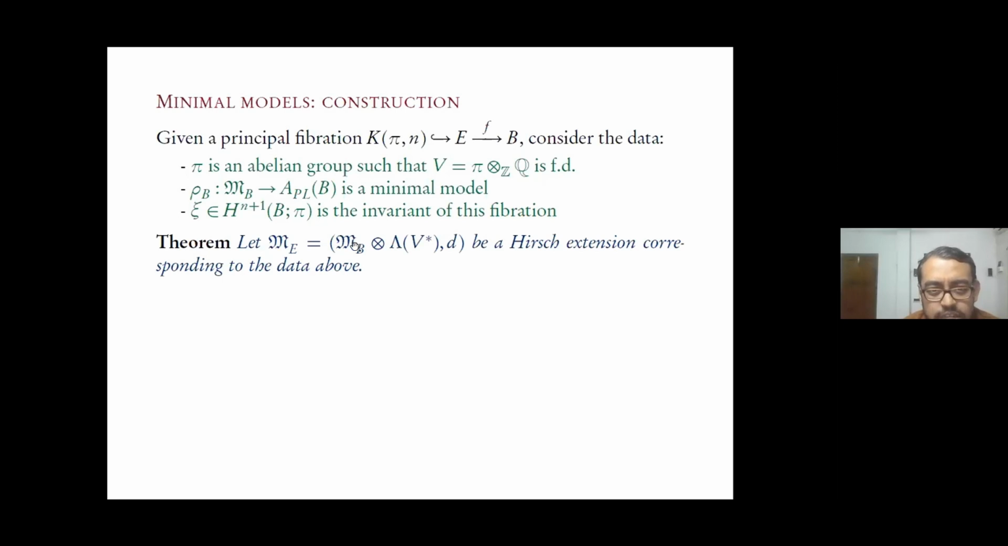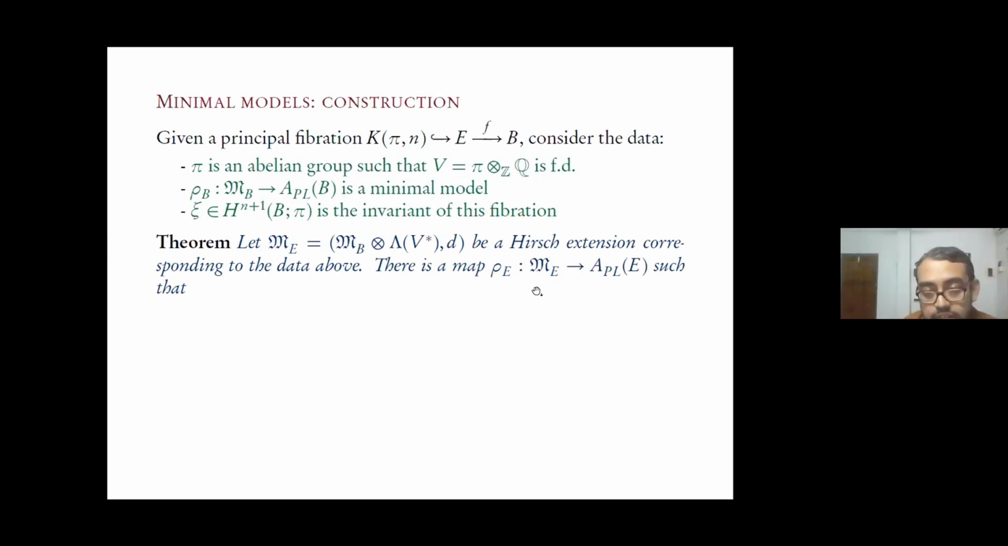So it's going to be the minimal model of B, tensor wedge V star, comma D, because V star is what I replace the dual of this with. Right? So if pi was already a Q vector space, then I do not really get anything new here, I just get back pi, but otherwise this is what I want. So then the claim is that this Hirsch extension is a minimal model for E.